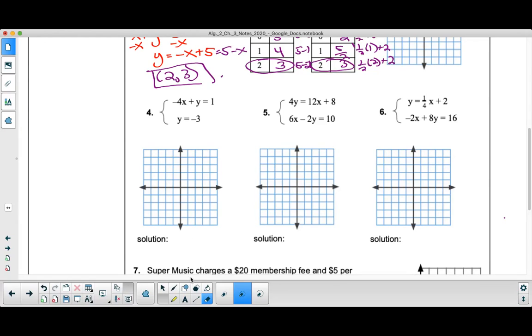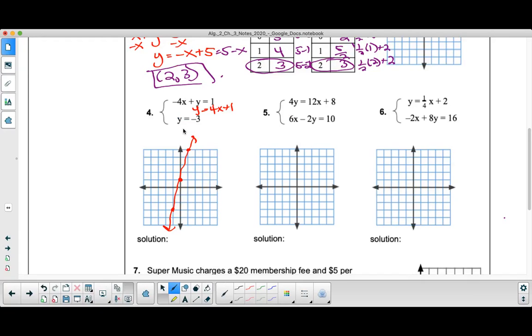So from here on out, we are going to graph using the slope-intercept form. Right, so for this first one, number 4, negative 4x plus y equals 1. So if I solve for y, we would add 4x to both sides. So we get y equals positive 4x plus 1. That gives us a y-intercept of 1 and a slope of 4. 1, 2, 3, 4 up, 1 to the right. And then if we connect those dots as best as we can, there we go. We should get that line.